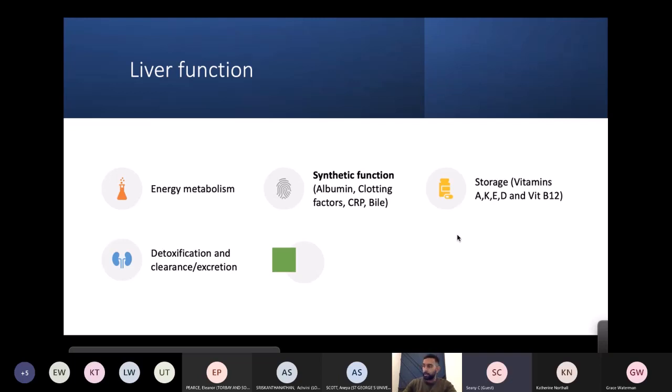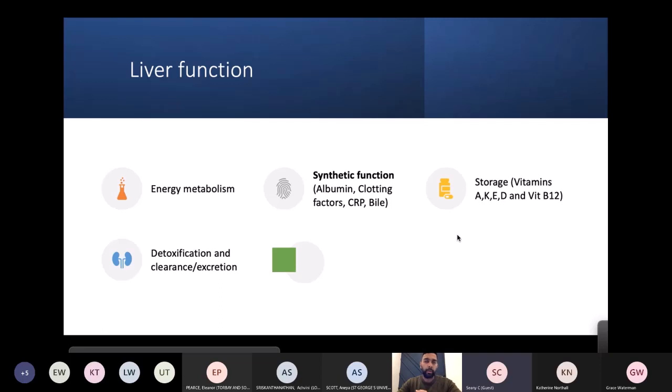Just an overview of the liver. Its functions include energy metabolism, such as gluconeogenesis. Its synthetic function is making our clotting factors, producing CRP and albumin, which provides oncotic pressure within your blood vessels. It's also involved in storage of your fat-soluble vitamins, A, K, E and D. It's involved in detoxification and clearance: for the medications we take, the liver has to make them hydrophilic, so water soluble, and then they can be excreted in stools and urine.